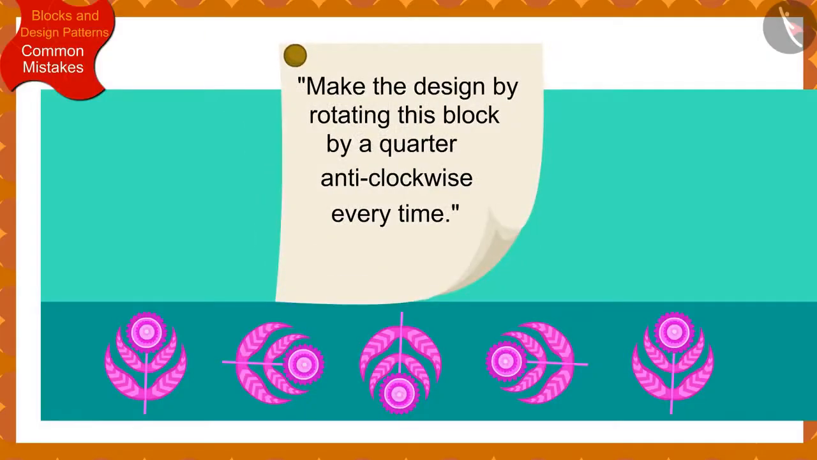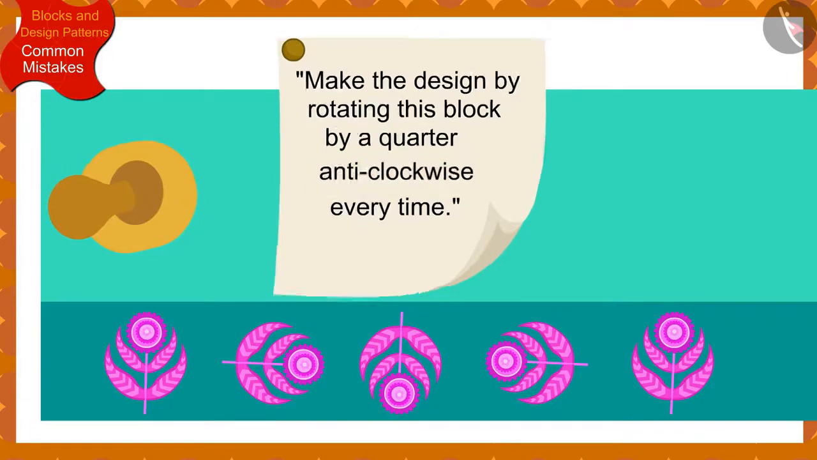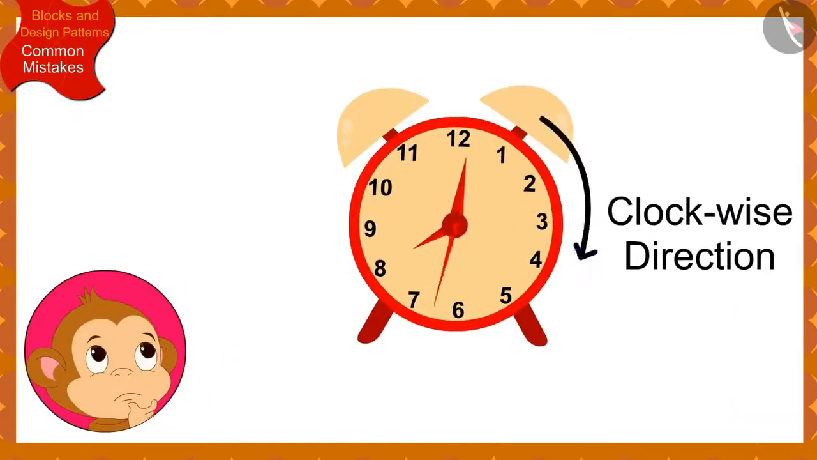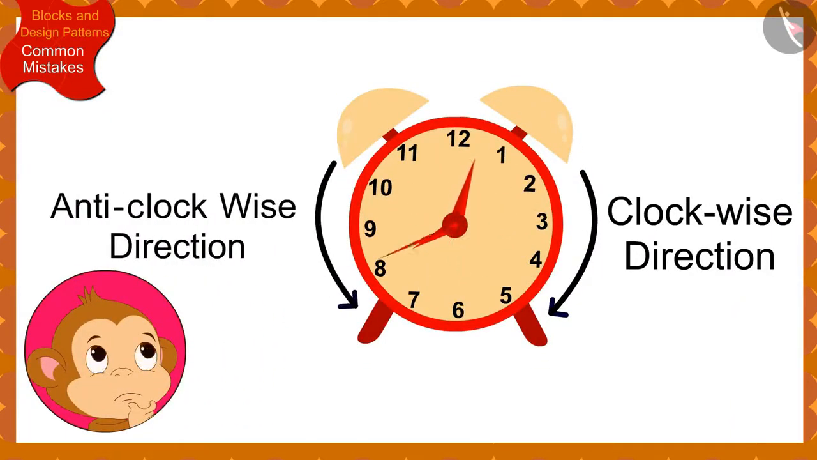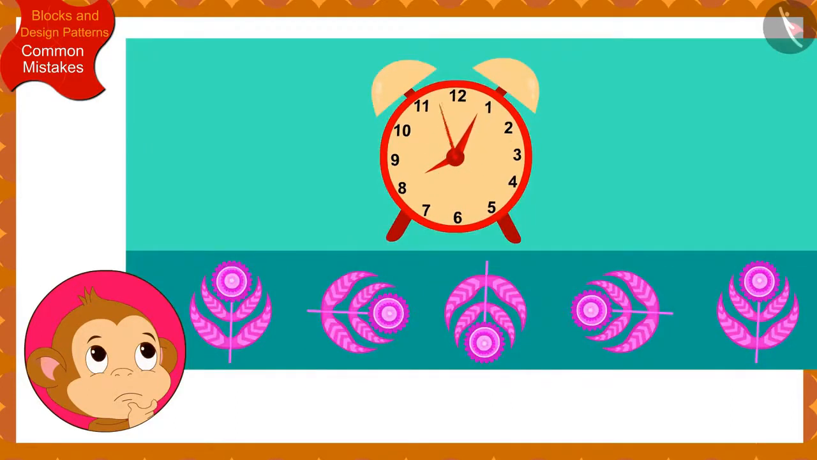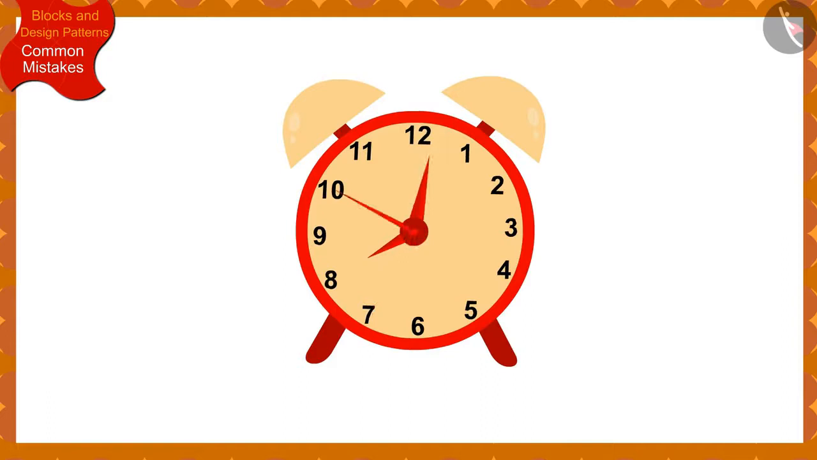Actually, as per the instructions written by Banno, Babban had to rotate the block by a quarter in the anti-clockwise direction every time. But Babban got confused between the clockwise and anti-clockwise directions and accidentally made the pattern on the sari by rotating the block by a quarter in the clockwise direction every time. Children, remember, whenever you want to know the clockwise direction, look at the direction of the movement of the needles in a clock.